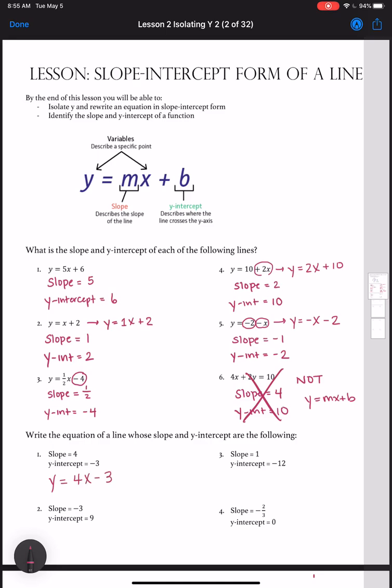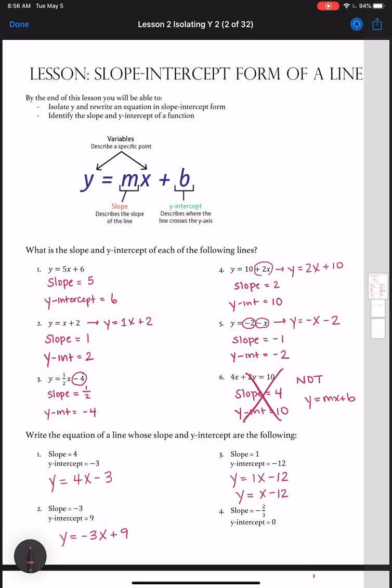Okay. Number 2, the slope is -3. The y-intercept is 9, so that's going to be y is equal to -3x plus 9. Number 3, the slope is 1. The y-intercept is -12. So y is equal to 1x minus 12. But remember, we don't write that 1 there. We want things to be as simple as possible. So it's x minus 12.